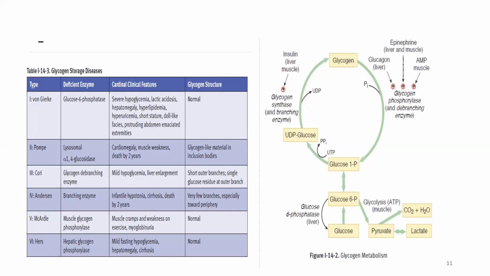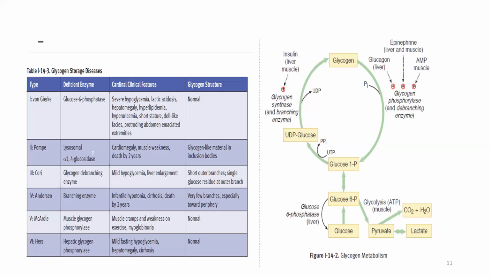In glucose 6-phosphatase deficiency, or von Gierke disease, the patient has severe hypoglycemia because he cannot transform glucose into pyruvate. He has lactic acidosis because he cannot enter the respiratory chain, so pyruvate is transformed to lactic acid. Hepatomegaly, hyperlipidemia, hyperuricemia, short stature, doll-like faces, protuberant abdomen, but the glycogen structure is normal because the defect is in the glycolytic pathway. Pompe's disease, or type 2, is a lysosomal alpha-1,4 glucosidase deficiency.